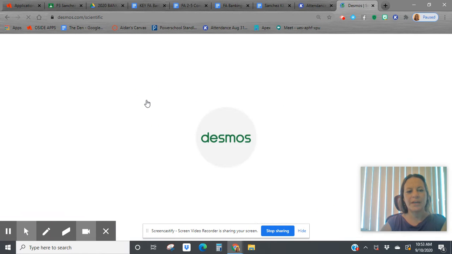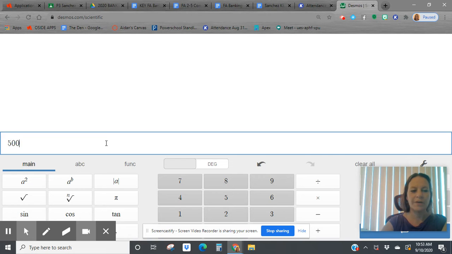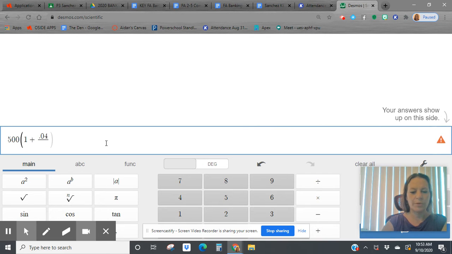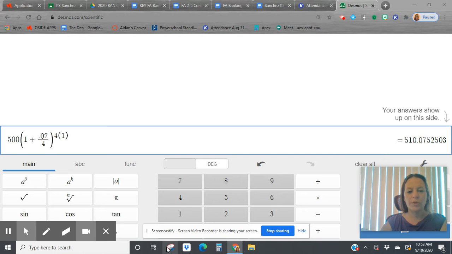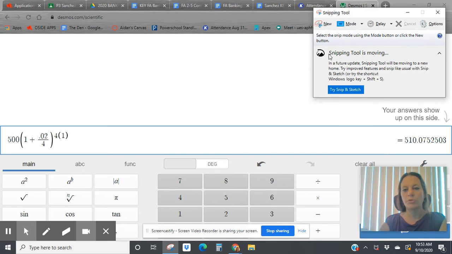Go to the scientific calculator and do 500, 1 plus 0.02 divided by 4 to the power of 4 times 1, or you could just type in a 4 there. So 510.07. And then we're going to screenshot that on your school Chromebook.